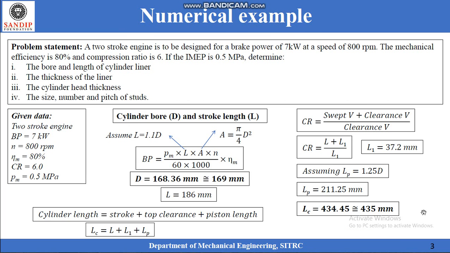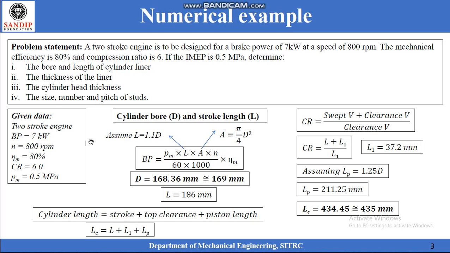Let us design one cylinder head based on these formulae. The problem statement is here on the screen. You may pause the video to go through the problem statement. The given data has been extracted from the problem statement. It is a two-stroke engine, brake power 7 kW, speed 800 rpm, mechanical efficiency 80%, compression ratio 6, and indicated mean effective pressure of 0.5 megapascal.